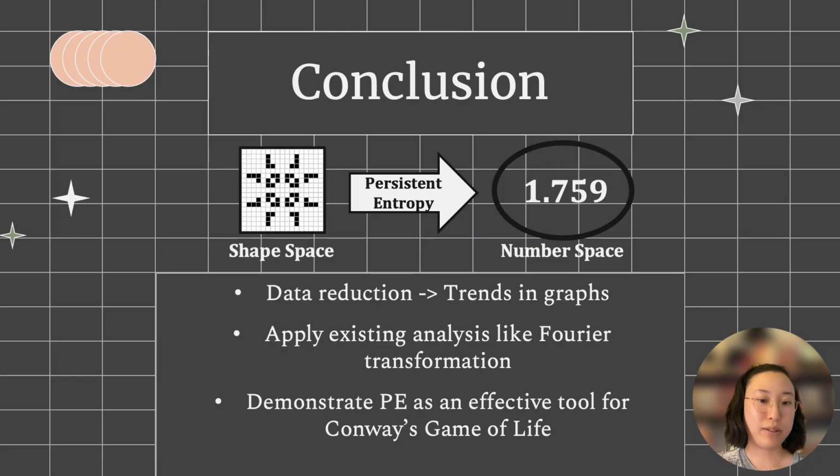In conclusion, we were able to take the patterns and transform them from the shape space into the number space by using persistent entropy. And the value of that was that now that we had these numeric values, we were able to do data reduction and condense hundreds of patterns, thousands of iterations into a single graph to observe trends. And in addition, we were also able to apply existing analyses like the Fourier transform and find subperiods. And overall, we've demonstrated the potential of persistent entropy as an effective tool for analyzing Conway's game of life.